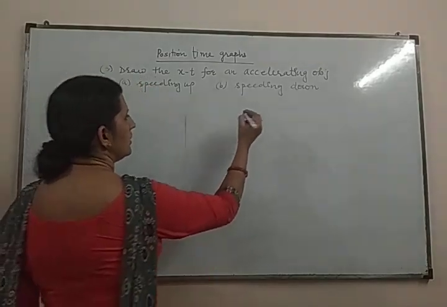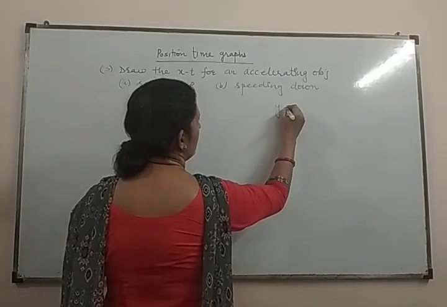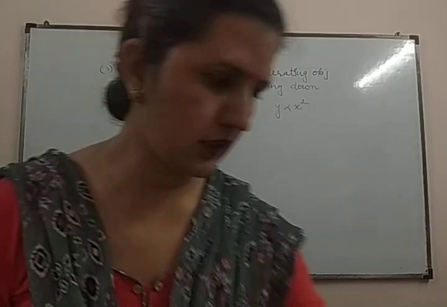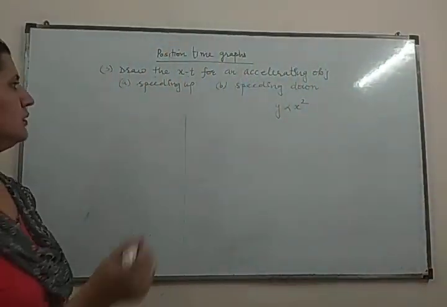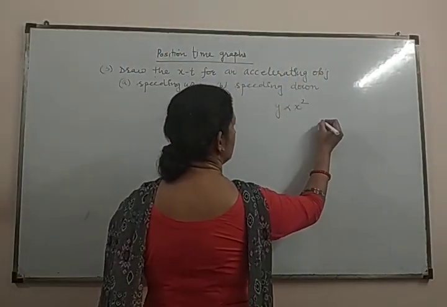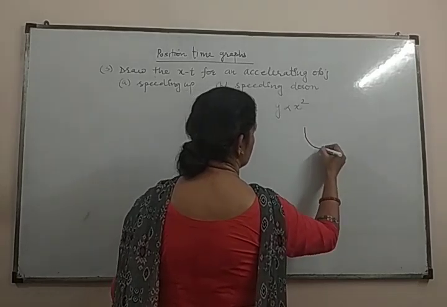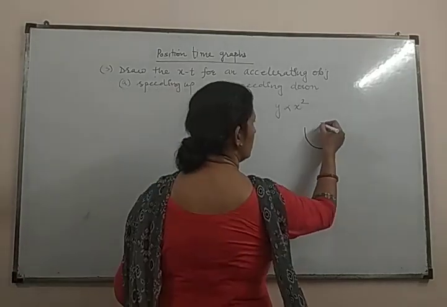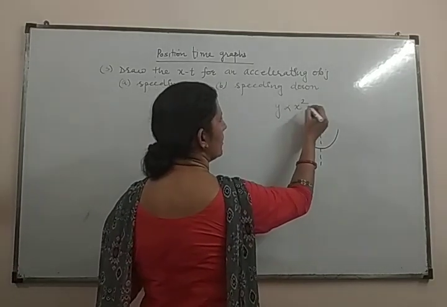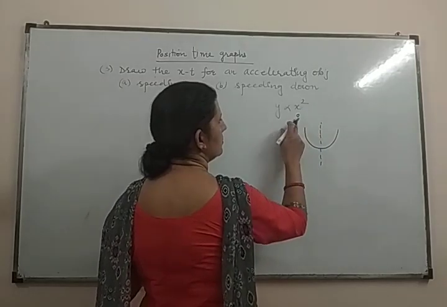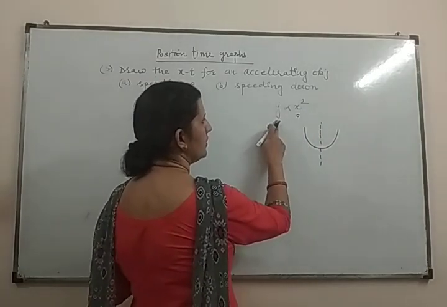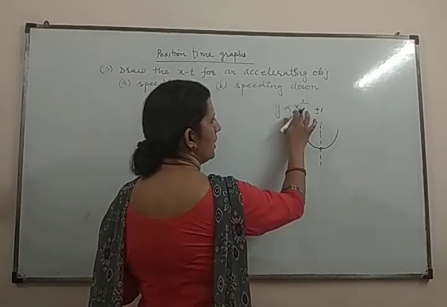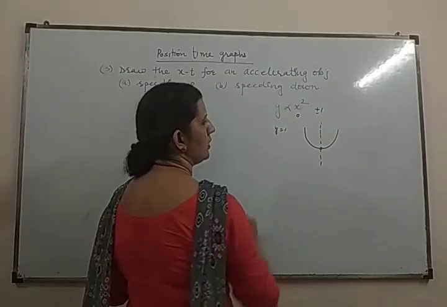Let me tell you one thing. If y is directly proportional to x square, if you have this kind of relation, in this situation, the graph is like a parabola. This is the parabolic graph, this kind of graph. How is this so? You can have the value. If you put 0 in place of x, you will have 0 here. If you put plus minus 1 in place of x, you will have y is equal to 1.